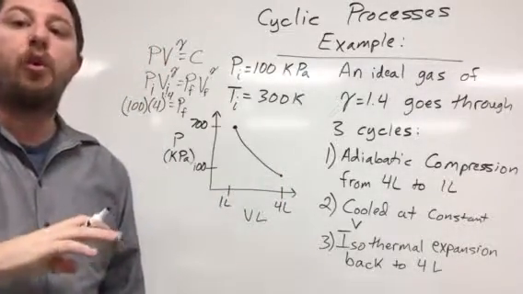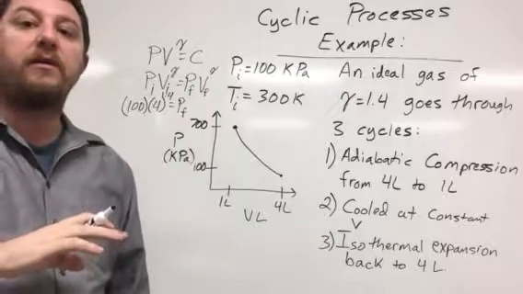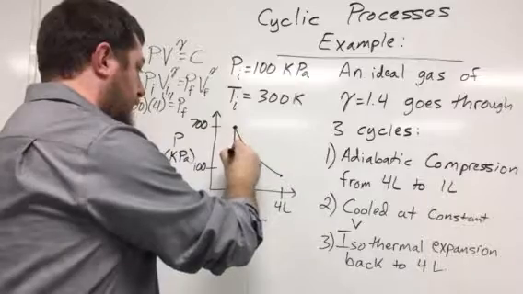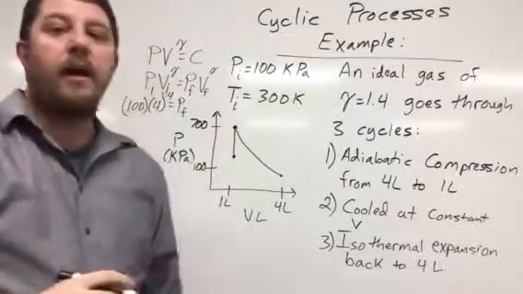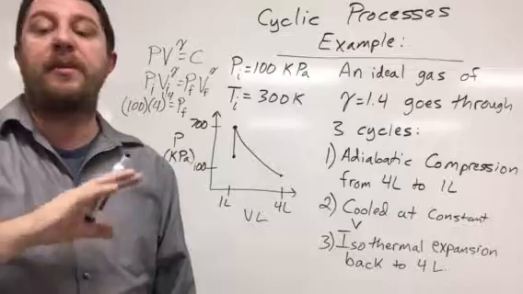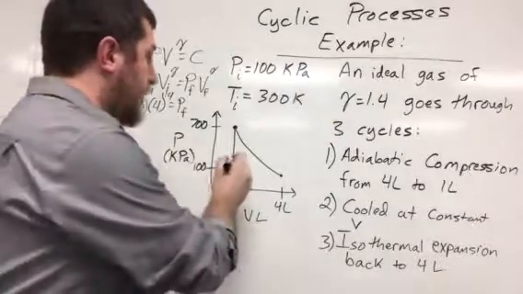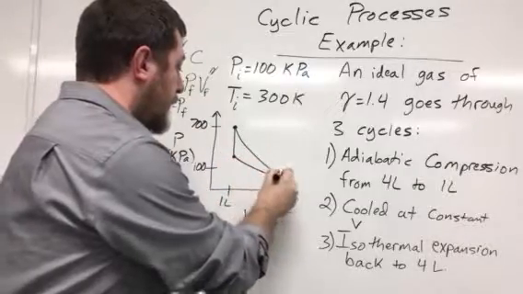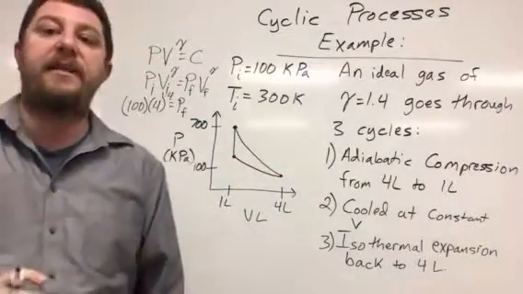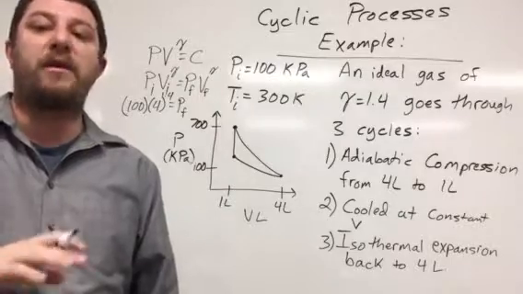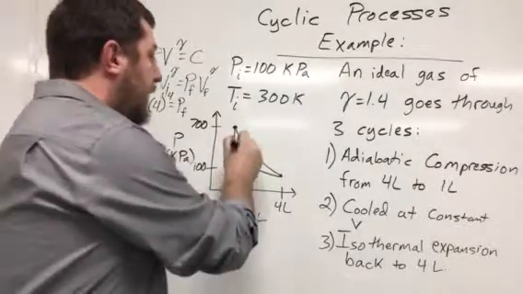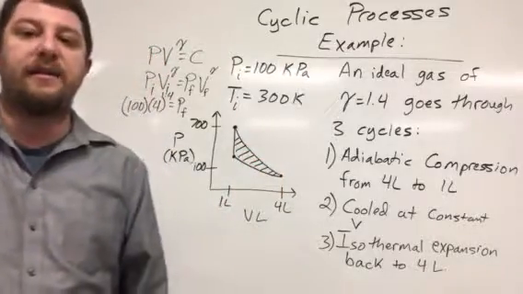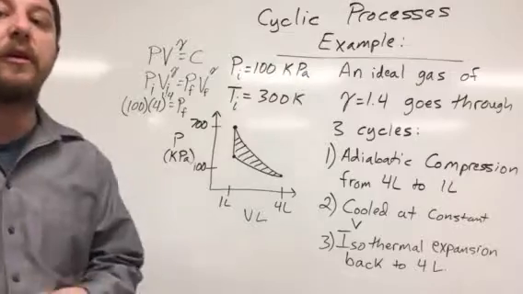And then we cool the gas back down to its original temperature. And then we isothermally expand it to its original state, the original volume. So we have this kind of cycle, and we want to know what the net work done with this cycle is. And the net work is going to be the area inside this curve. It's the area inside the curve.